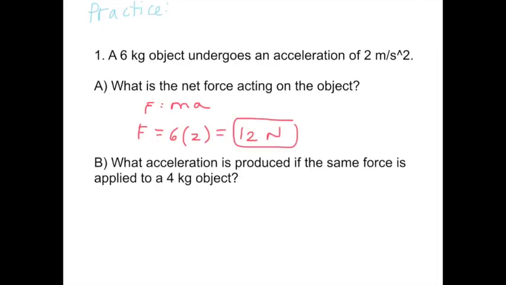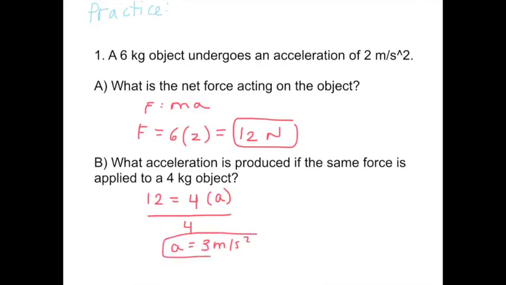That's the final answer. Now we want to know what acceleration is produced if the same force is applied to a 4 kilogram object. Let's take a look at that. Now we know the force. The force is 12 newtons. We also know the mass, 4 kilograms, but we're solving for acceleration. In order to do that, we'll have to divide both sides by 4. Now we get acceleration equals 3 meters per second squared.